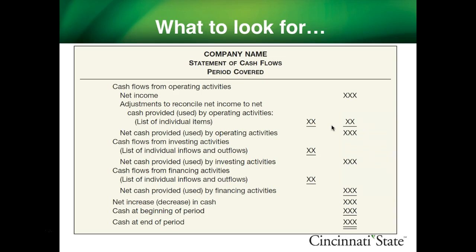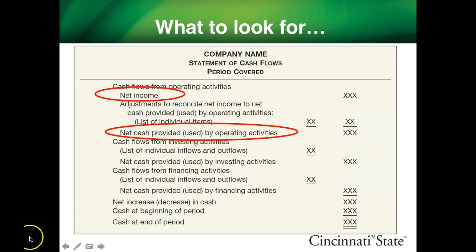When analyzing this section of the statement, your attention should be focused on the very beginning of the section, if the company was profitable or not, and the very end of the section, if the company was able to generate cash inflow from their operating activities, that will be considered a favorable outcome, or resulted in a cash outflow from their operating activities, that will be an unfavorable outcome.